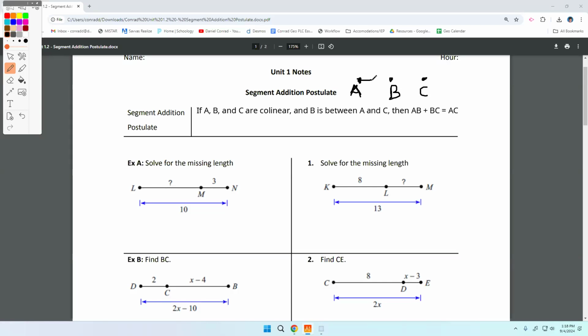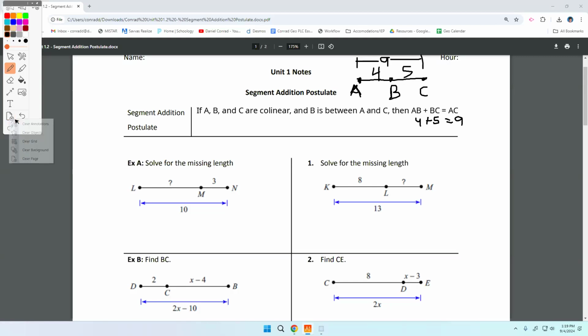So that's just saying if, let's say AB was 4 and BC was 5, the distance from A to B is 4, the distance from B to C is 5. That means the distance from A to C would be 4 plus 5 added together, which is going to be 9. So that's really all it's telling us. The length of the first segment plus the length of the second segment is going to equal the length of the whole thing, as long as the middle letter is between the other two.